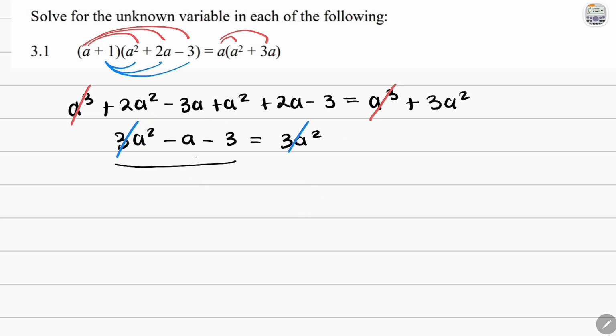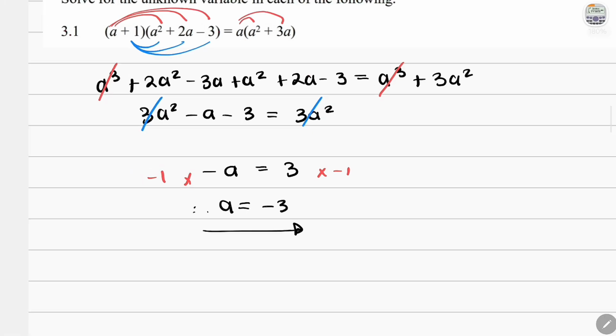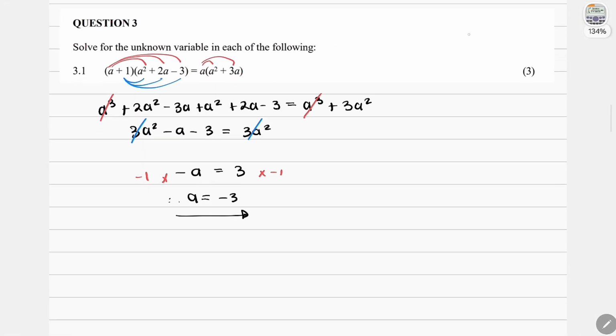And now let's just go ahead and isolate. So you see you're just going to have an a and a 3. Let's leave it as negative a is equal to, and take that 3 over, so it becomes positive 3. And then you can just divide both hand sides or multiply both hand sides by minus 1 to make the a positive. So finally, a is simply equal to negative 3, and that is our answer. Okay, moving on to the next question.